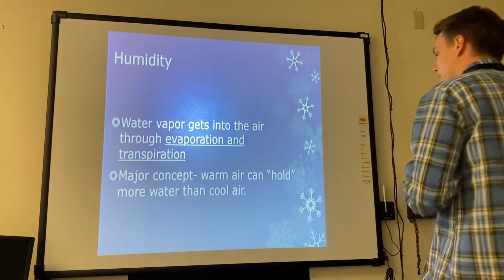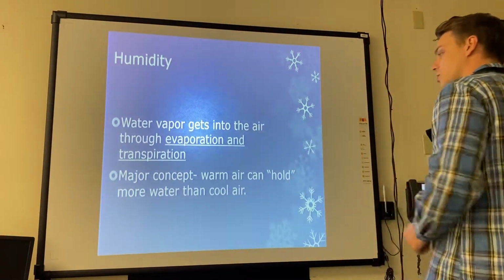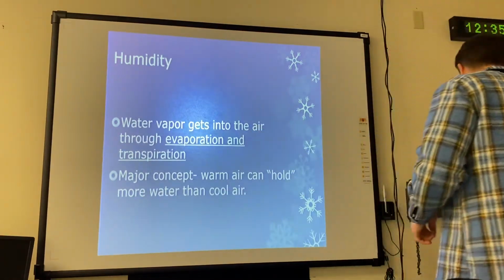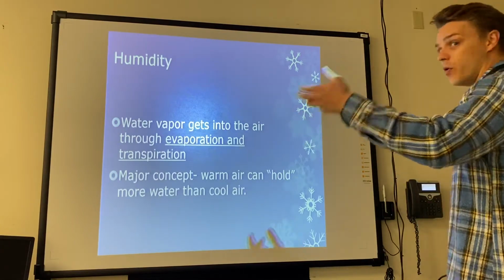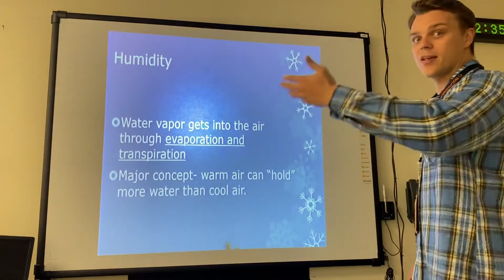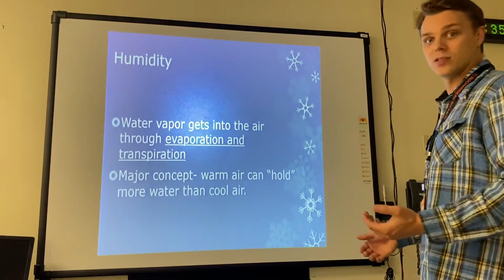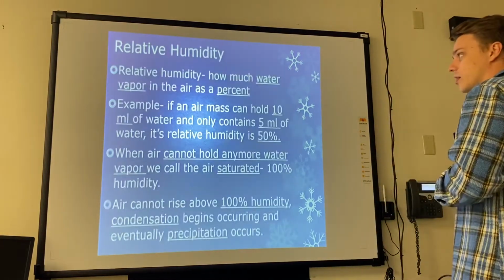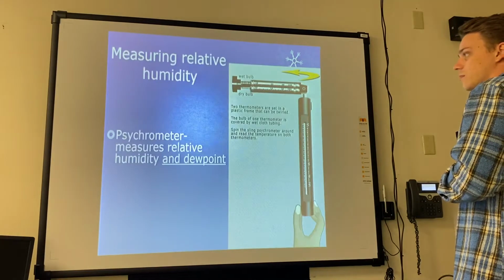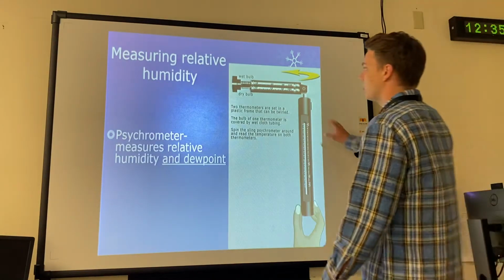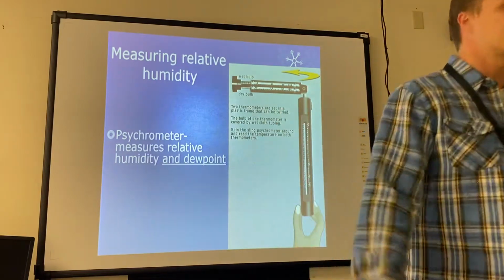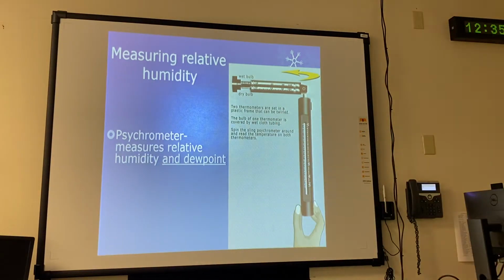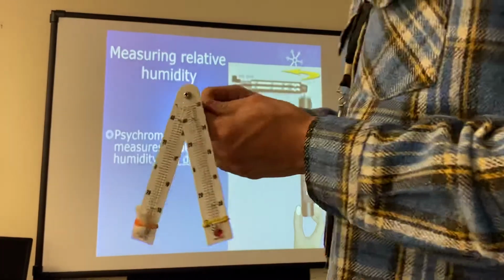So, major concept. Warm air can hold more moisture or more water than cool air. So if we have warm, moist air that rises, expands, and cools, the humidity increases until a cloud forms. So cooling air increases humidity. Okay? So we've got this thing called a sling psychrometer. I've got some psychrometers here. They're not as fancy as that one, but this is a sling psychrometer.